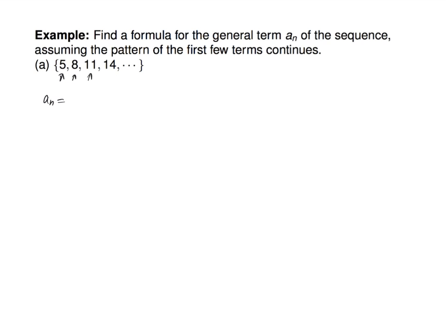Would a sub n equal 5 plus 3 what? N? 3n. And then check it. Now does that work? No, because when you plug in 1, you get 8. Do you see I'm kind of off by 1? So it'd be 2 plus 3. Yeah, so that doesn't work. So a sub n could be 2 plus 3n.